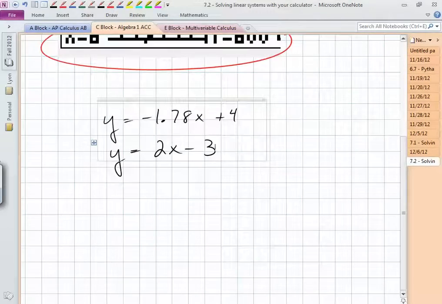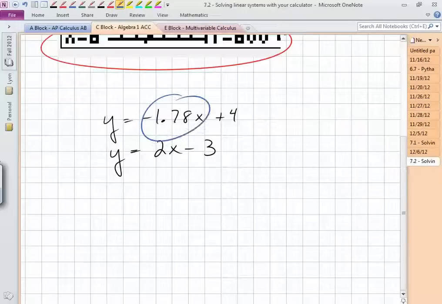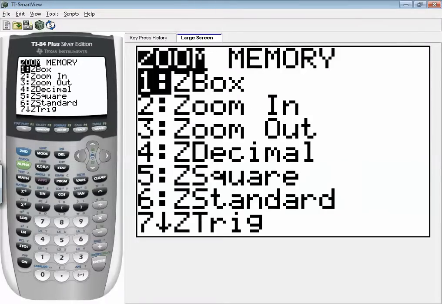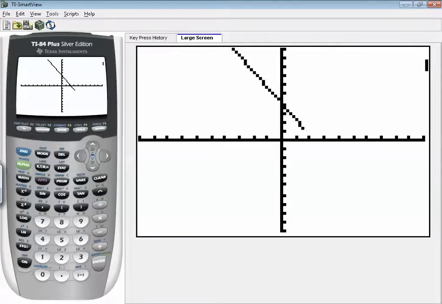So for example, if we were looking at this system, if you tried to graph that, you're really not going to be able to find an exact answer because you're dealing with a decimal that goes all the way out to the hundredths. So instead, we're going to graph the function and see where the lines intersect on the calculator. So I've entered these functions as y1 and y2 on my calculator. You'll notice that the y-intercepts are 4 and -3, and the slopes are pretty tame. So if it looks like a regular type of function, a great zoom to start with is zoom 6, which is zoom standard. And it graphs the first line, and it graphs the second line, and look, the intersection point is right there.